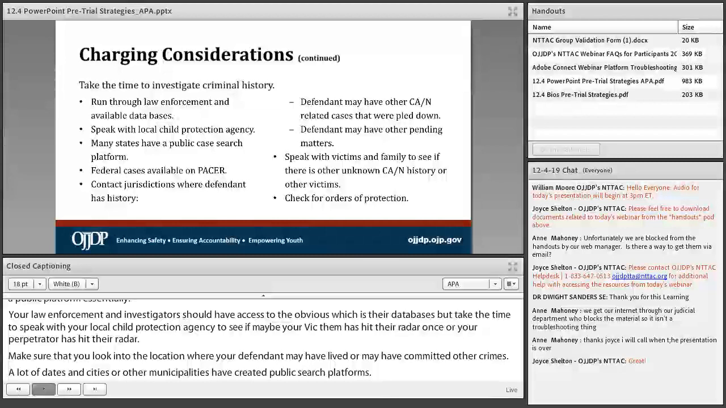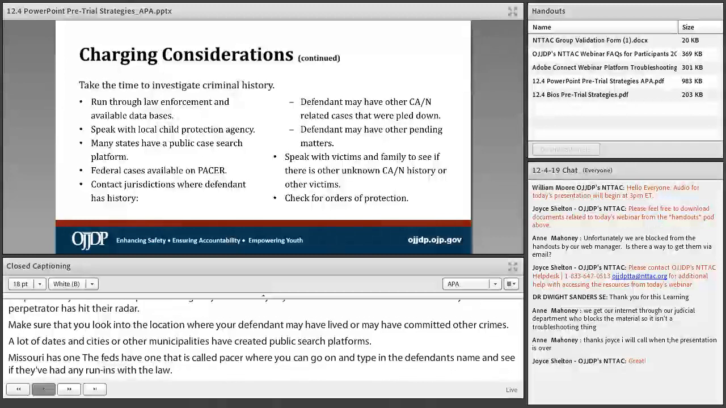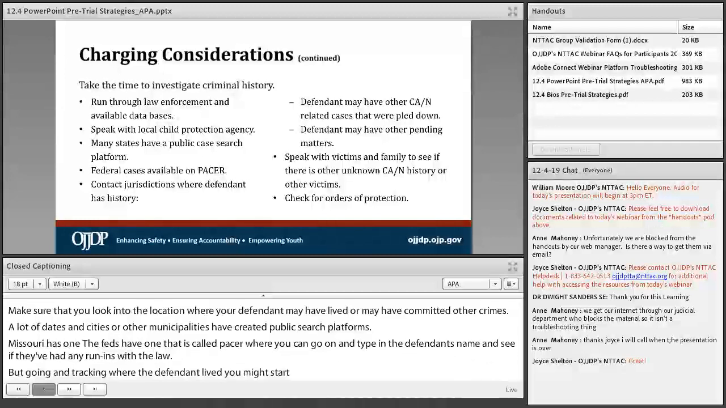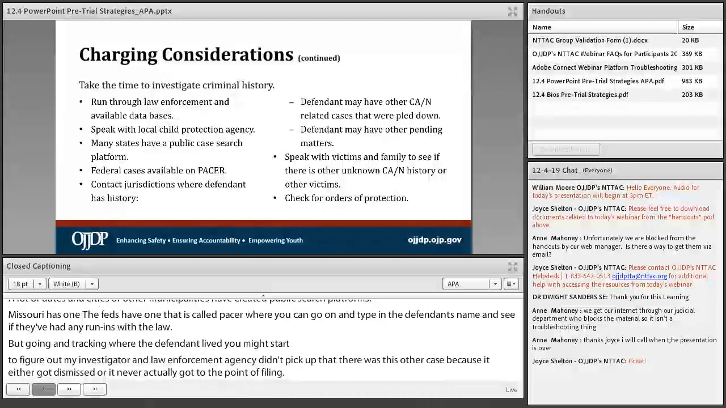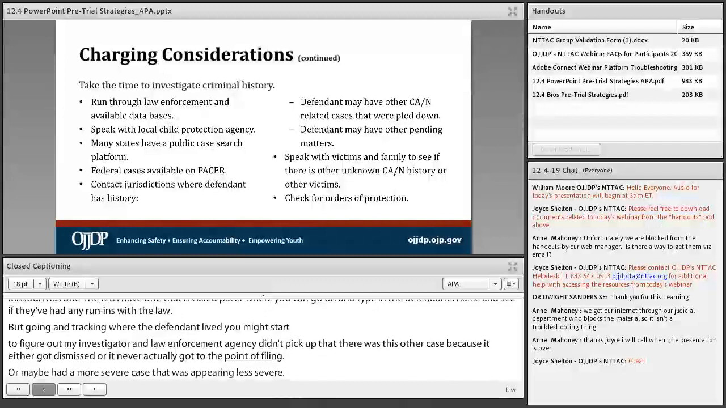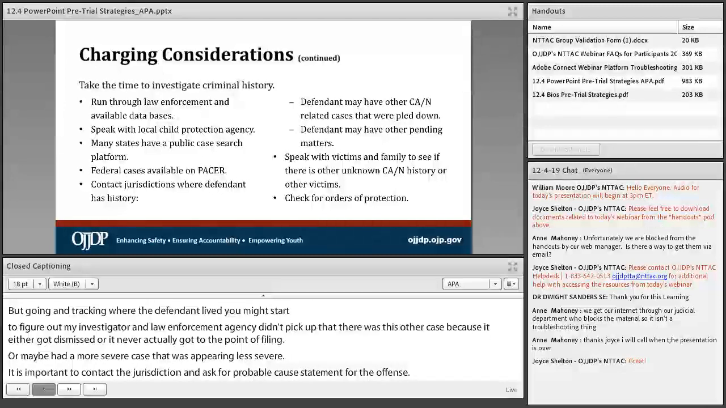But going and kind of tracking where the defendant lived, you might start to figure out, well, my investigator or my law enforcement agency didn't pick up that there was this other case because it either got dismissed or it never actually got to the point of filing. Or maybe you had a more severe case that was pled down to something that appeared less severe. And I think it's worth the time to contact those jurisdictions and see, hey, can I get a probable cause statement for that offense? Because if there's any indication in there that there's an offense involving a family member or your child or another child, you might be able to utilize that later to strengthen your case.